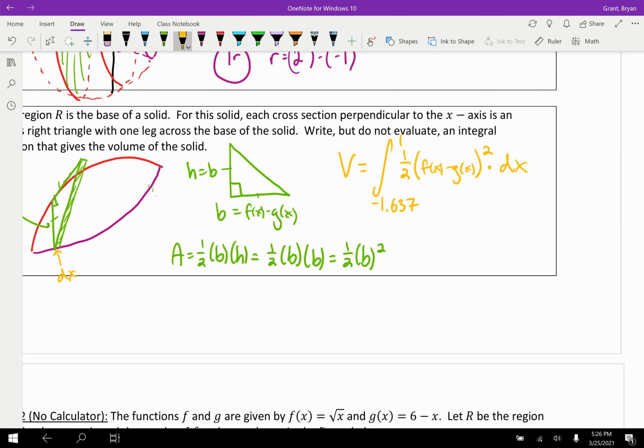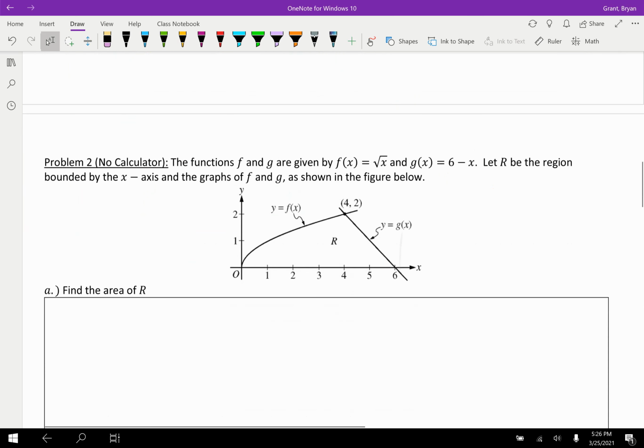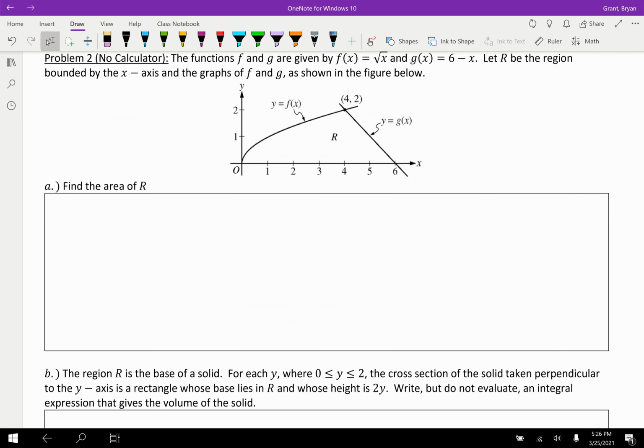And I think we're done, right? But do not evaluate. I think we did everything there. I used f of x and g of x. You, of course, could have written 3 minus 2x minus 2 to the x, and you'd have been fine too. That's that. All right, moving on to our second problem.